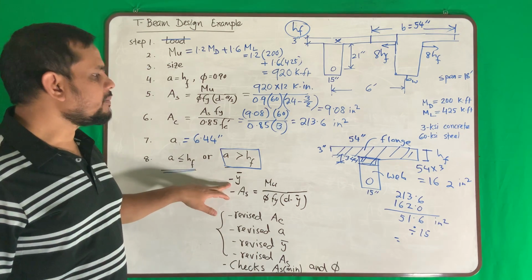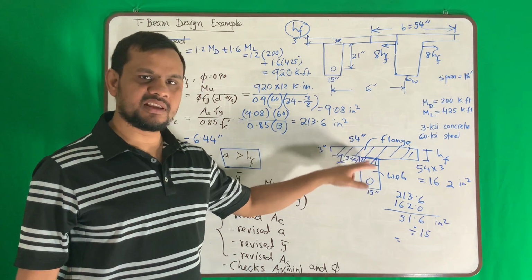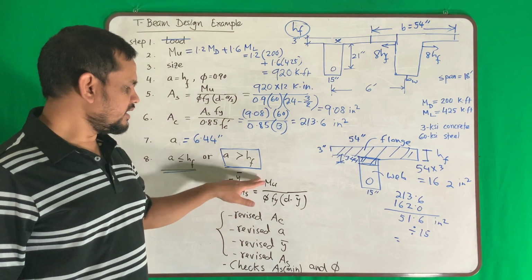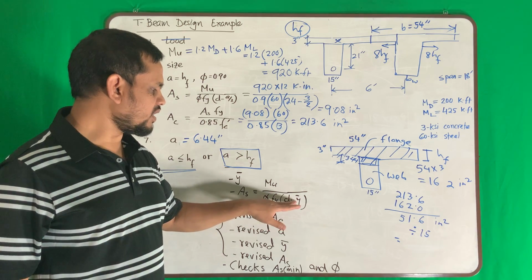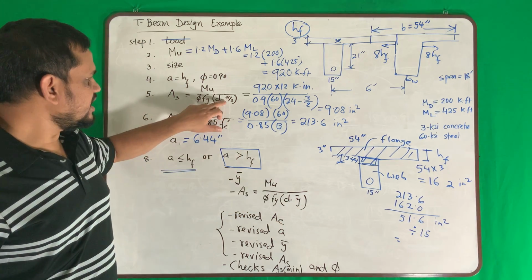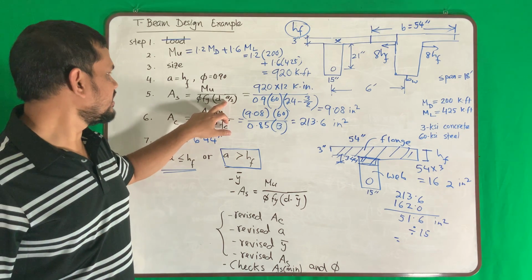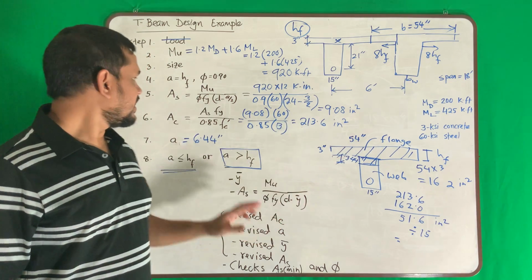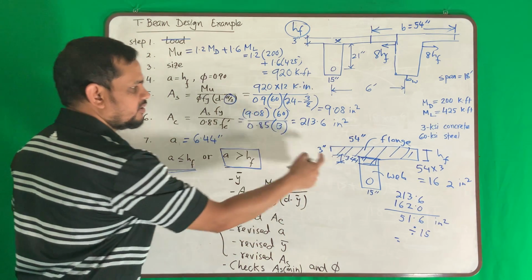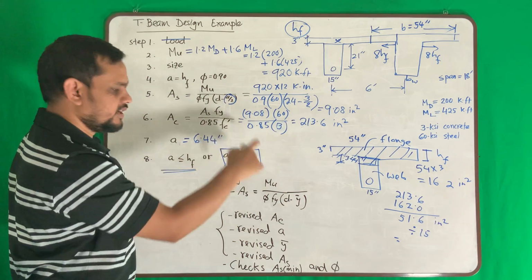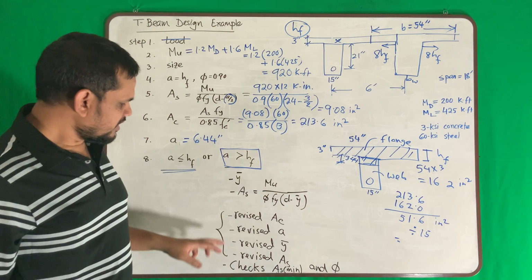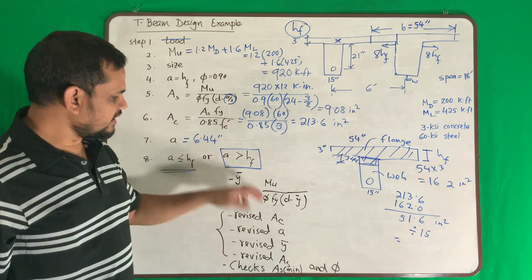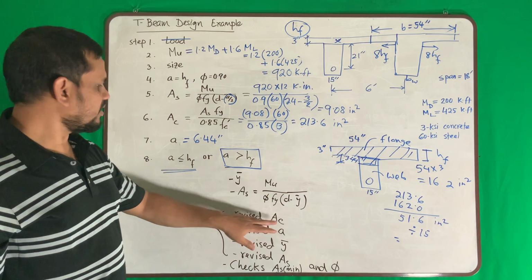So we need to calculate Y bar. So what is the centroid of this area? We have to calculate it. Then we can calculate our revised reinforcement: Mu over phi Fy times (d minus Y bar). Last time we used a by 2 because we assumed that our a is within the flange, but a is now composite. The centroid of that portion is no longer a by 2. It is Y bar. So that is the revision. We can further revise. Okay, we will go there.